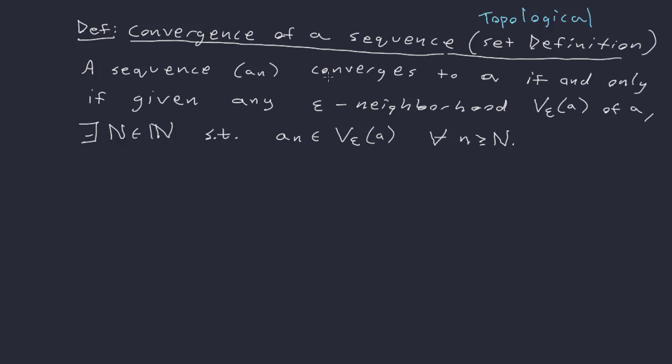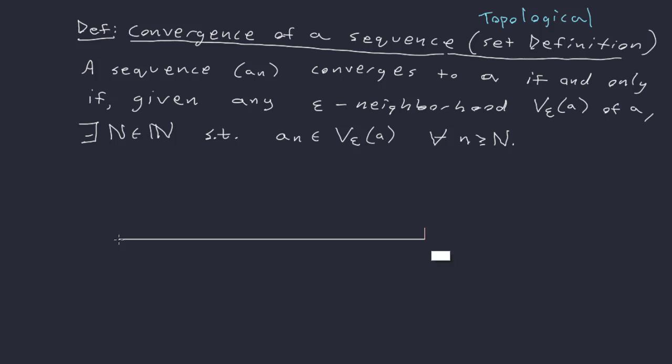So here it goes. A sequence a_n converges to a if and only if, given any epsilon neighborhood V_epsilon(a) of a, there exists a capital N in the naturals such that a_n is in the epsilon neighborhood for all n greater than or equal to this capital N. All right, so let's talk about what this is saying.